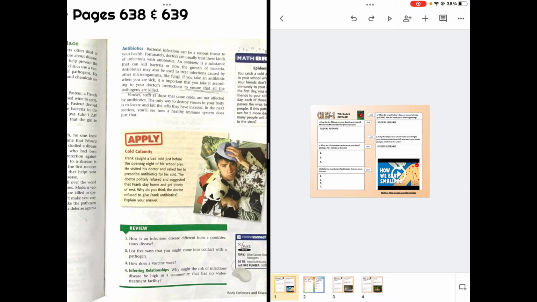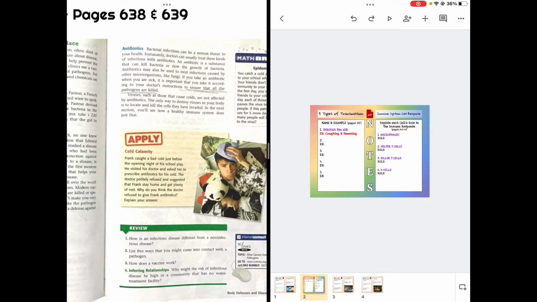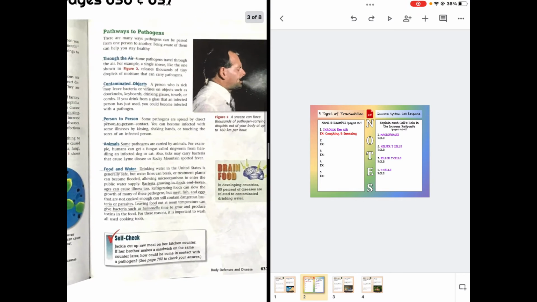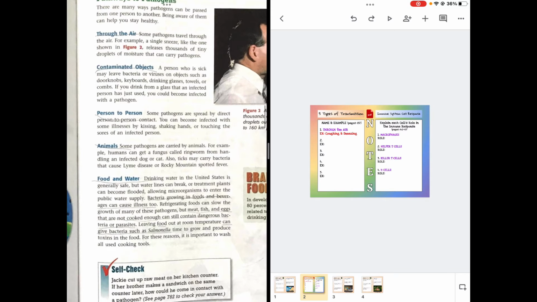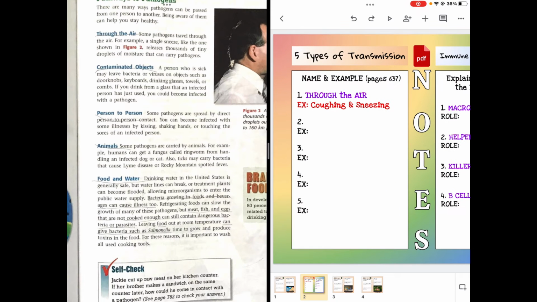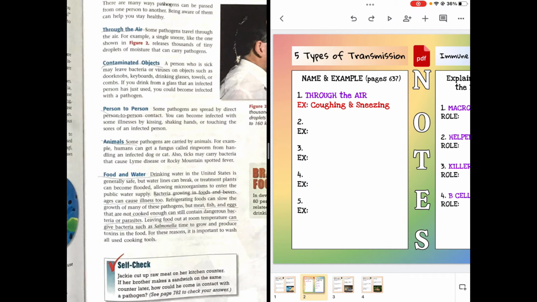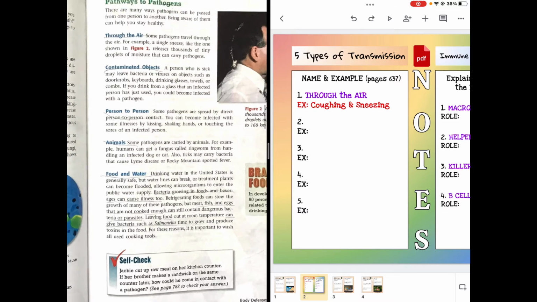Wednesday's work, which you are more than welcome to get ahead on, is to take notes. Those notes come from 2 parts of the book. We have the 5 ways to pass pathogens on, where we need to name the method, through the air, the paragraph headings, and then give an example, in this case coughing or sneezing. The next paragraph heading is contaminated objects, and then you need to give an example of the contaminated objects. So I did one for you.